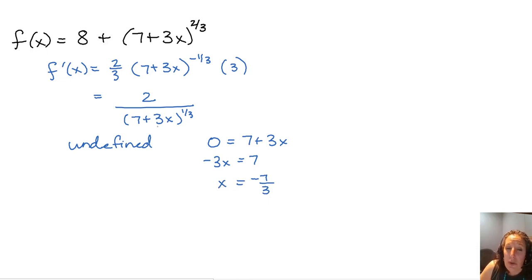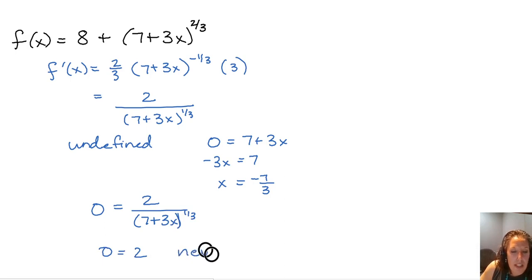And the derivative is going to be equal to 0 when that numerator equals 0, because our first step is going to be to multiply both sides by the denominator, which is just going to give us 0 equals 2. Well, that is never true, so that means that our only critical value is going to come from that point at negative 7/3.